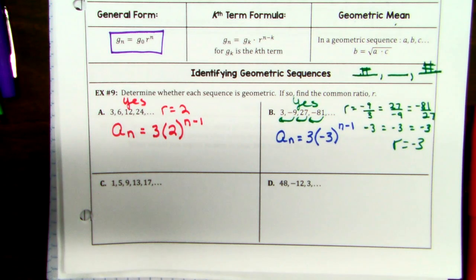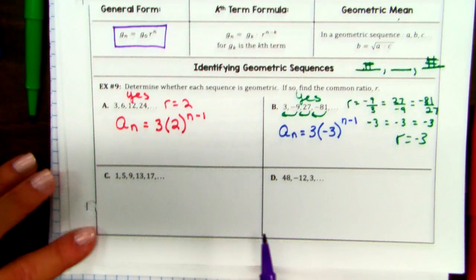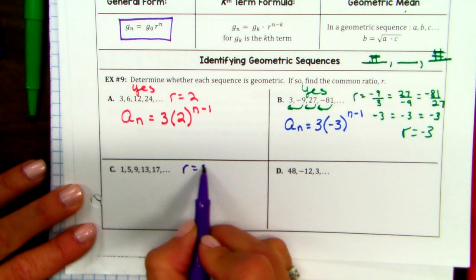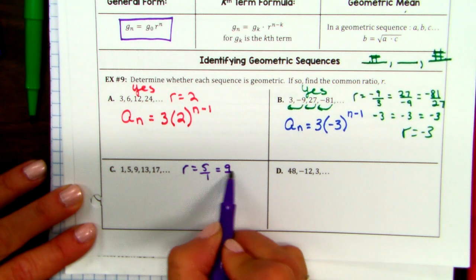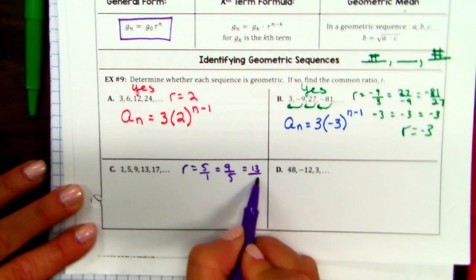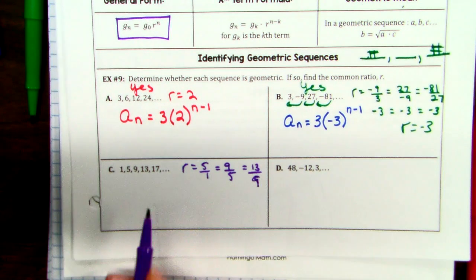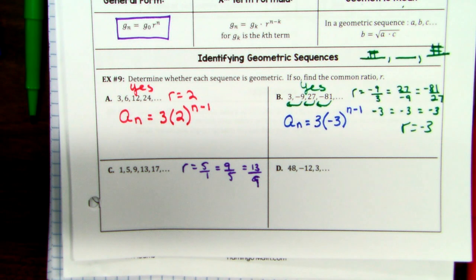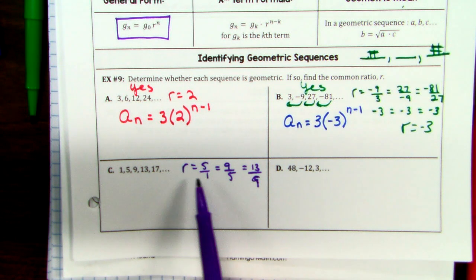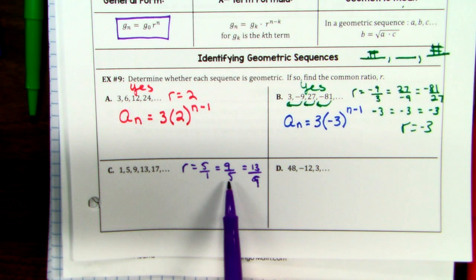Okay. A couple more of these. Can't tell. Let me do some testing. 5 over 1. Does that equal 9 over 5 and 13 over 9? Any 3. I mean, I left out 17 over 13. If you want to use that, that's fine. Any 2 that are consecutive. But we need to see if it's the same as we go left to right. And it's not, right? That's 5, and that's certainly not 5. So no.